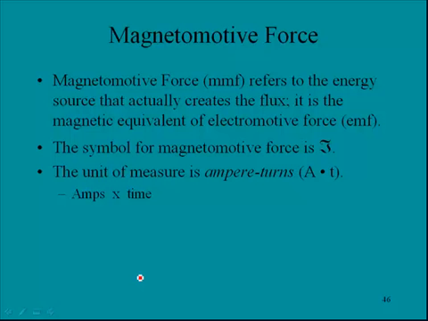Magnetomotive force. Okay, magnetomotive force, MMF, refers to the energy source that actually creates the flux. It is the magnetic equivalent of, remember we talked about this, EMF. Remember that was voltage, and this is MMF. So it is the magnetic equivalent to voltage. The symbol for magnetomotive force is right here. The unit of measure is ampere turns. Okay, and that is amps times turns.